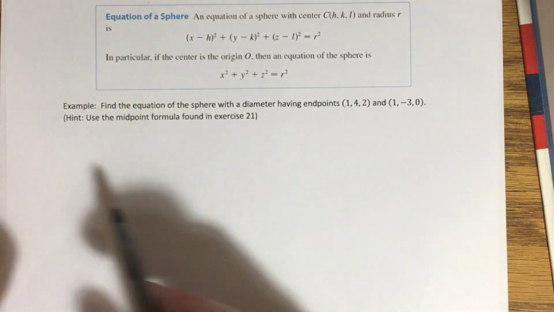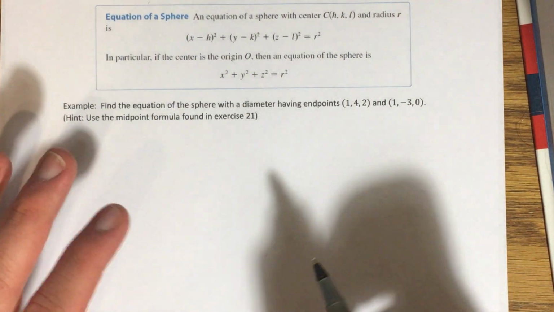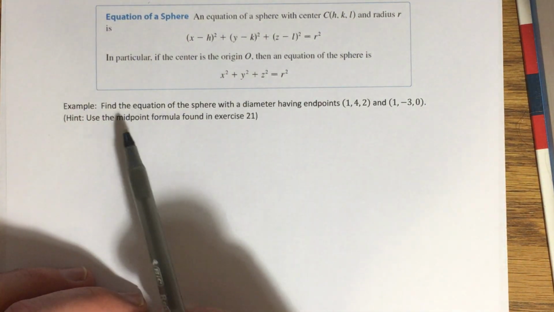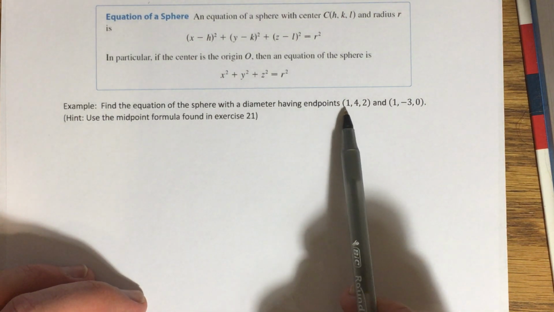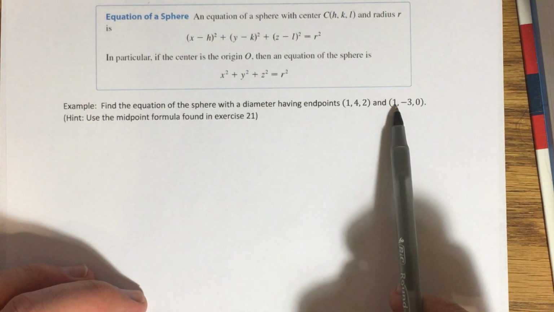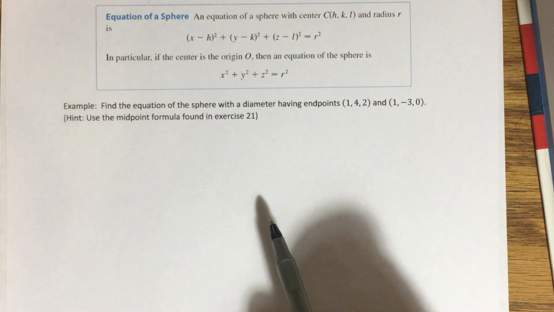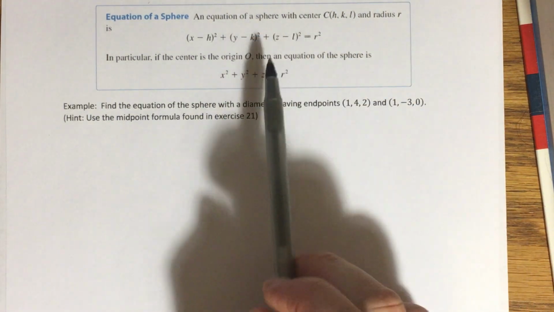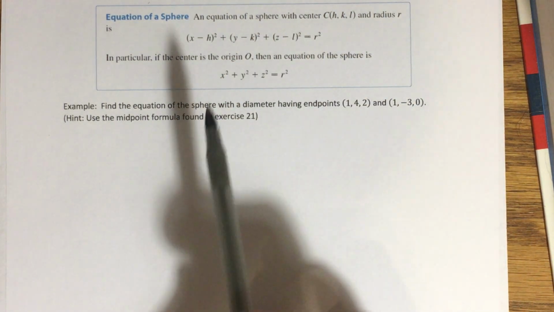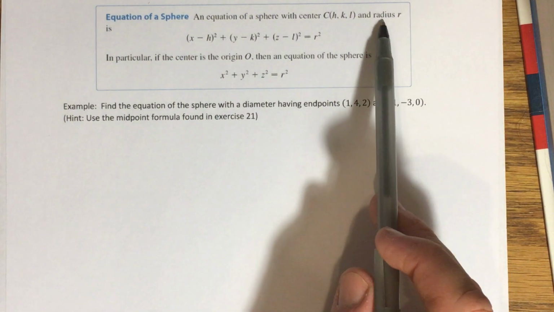So here, what we want to do in this example is come up with the equation of a sphere satisfying some description. It says we want to find the equation of a sphere with a diameter having endpoints (1, 4, 2) and (1, -3, 0). So let's think about what we need in order to do this. In our equation for a sphere up here, there are two things that you need. You need the coordinates of the center, and we need to know the radius of the sphere.